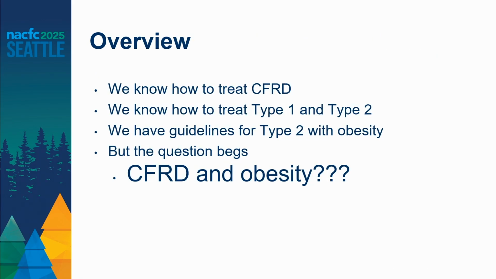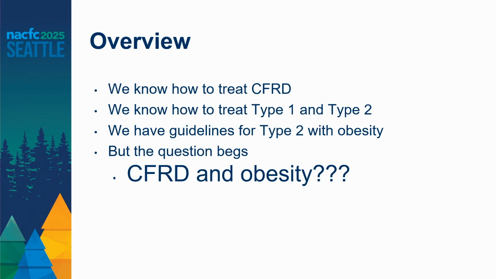So we know how to treat cystic fibrosis related diabetes, right? We were taught insulin. That's what we do. We know how to treat type 1 diabetes, usually insulin, right? Type 2, we've got oral agents, we've got insulin, we can do that. And we have guidelines for type 2 diabetes now with obesity. We actually can help patients. Like we will give them metformin, we'll give them these other agents that can be utilized.